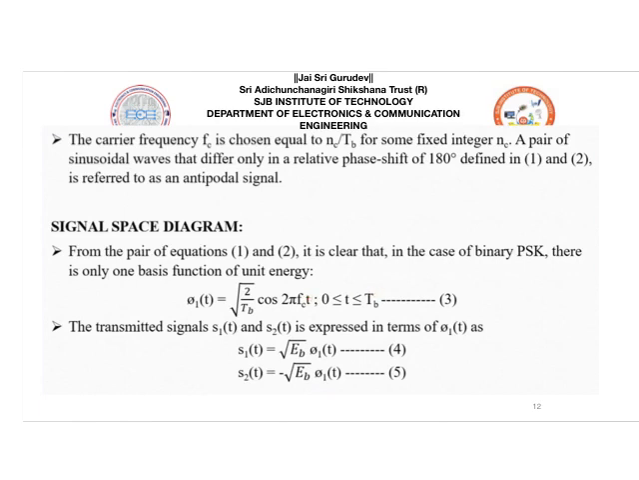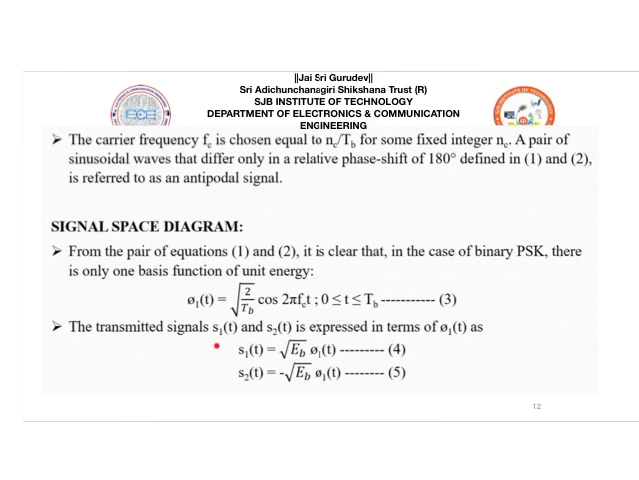In binary PSK, since we are considering only two values, either 1 or 0, only one basis function of unit energy is sufficient. That basis function is written as phi 1 of t equal to root of 2 by Tb cos of 2 pi fc t, which lies within the symbol duration 0 to Tb. This we can take as equation number 3. This is the equation for the basis function: phi 1 of t is equal to root of 2 by Tb cos of 2 pi fc t.